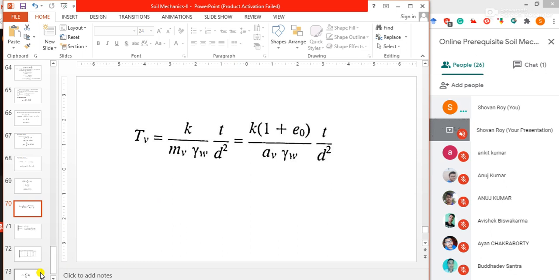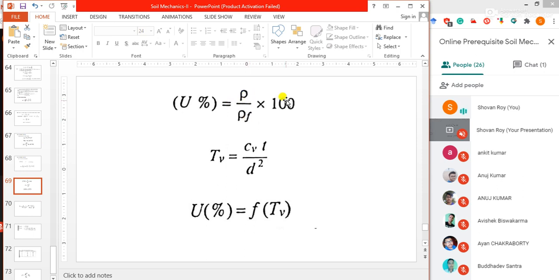After that we can find this Tv value, because the Tv value is important. We can find the U value if we have rho by rho f into 100, but in our case the U value is always given. How much is your soil consolidated? 60%, 70%. Under 70% degree of consolidation, you have to find your settlement. Under 60% degree of consolidation, or less than 60%, you have to find the settlement of your sample.